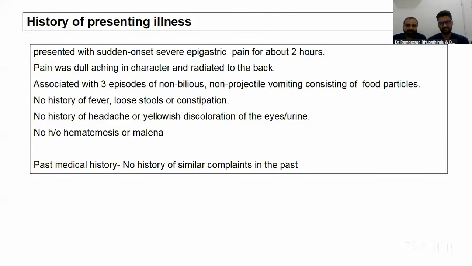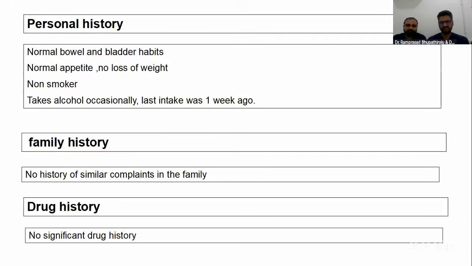There is no history of fever, loose stools or constipation, no history of headache or yellowish discoloration of the eyes or urine. There is no history of hematemesis or melena. Past medical history: no similar complaints in the past. Personal history: normal bowel and bladder habits, normal appetite, no loss of weight. He was a non-smoker, but takes alcohol occasionally, and the last intake was 1 week ago. Family history: no similar complaints in the family. Drug history: no significant drug history.